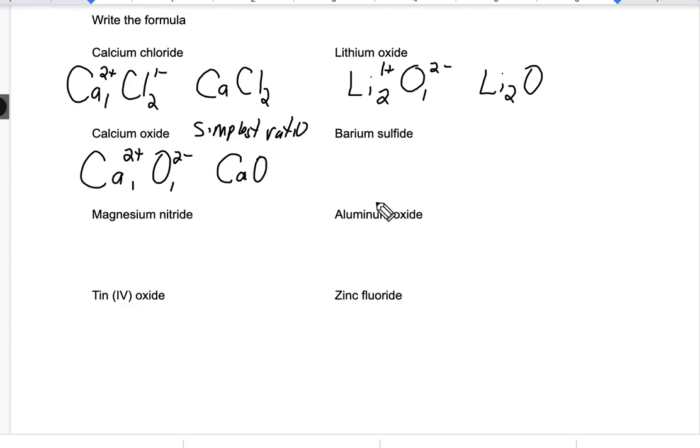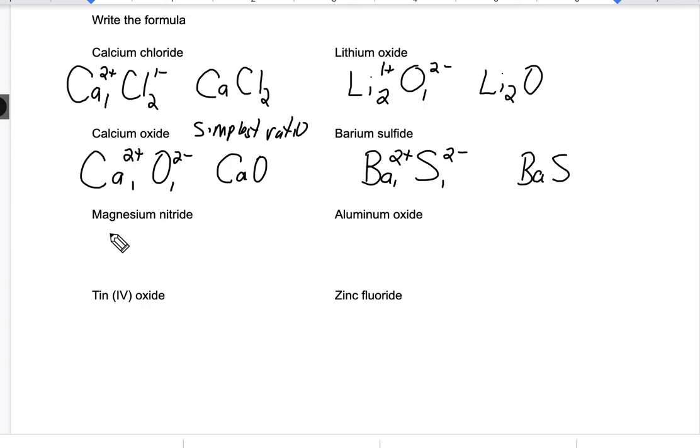Okay, barium sulfide. Barium is Ba, it's on the left side of the chart, and it's 2 positive. Sulfide is on the right side of the chart, it's an anion, it's 2 negative. See how the charges are opposite but equal? That means don't crisscross them. That means you just need 1 of each. So that formula would be BaS.